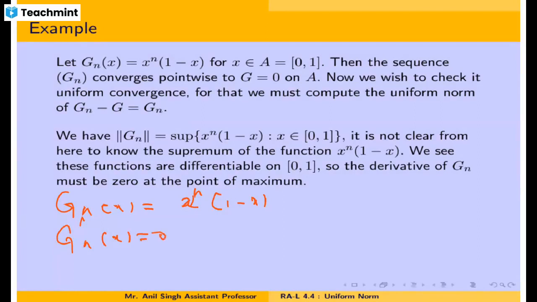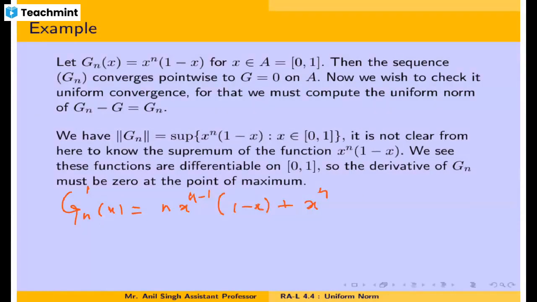Okay, so let's find its derivative. What is g_n prime of x? Can you tell me what is g_n prime? It has to be, first apply the product rule: n x to the power n minus 1 times (1 minus x), then plus x to the power n times the derivative of 1 minus x, which is minus 1. So this is actually n x to the power n minus 1 times (1 minus x) minus x to the power n.